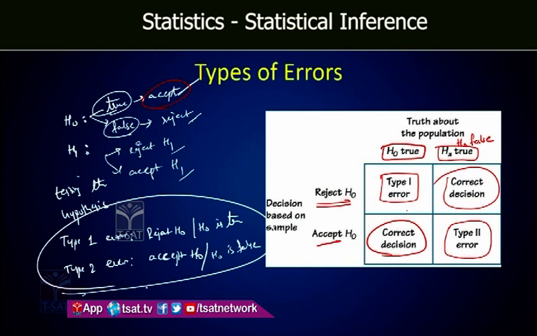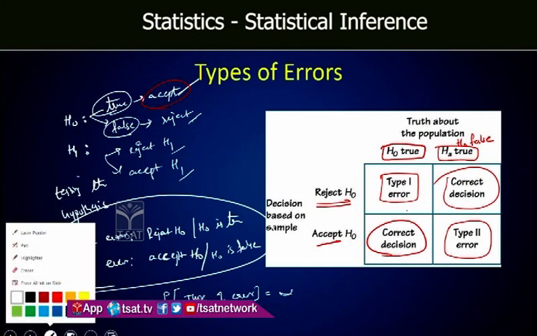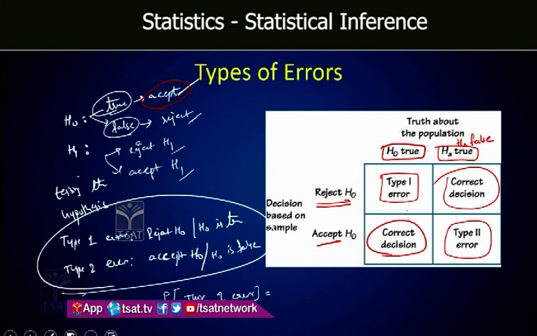Now the probability of committing type 1 error, we call it alpha, and the probability of committing type 2 error we call it beta. Probability of type 1 error is alpha, probability of type 2 error is beta. So don't interchange the numbers.